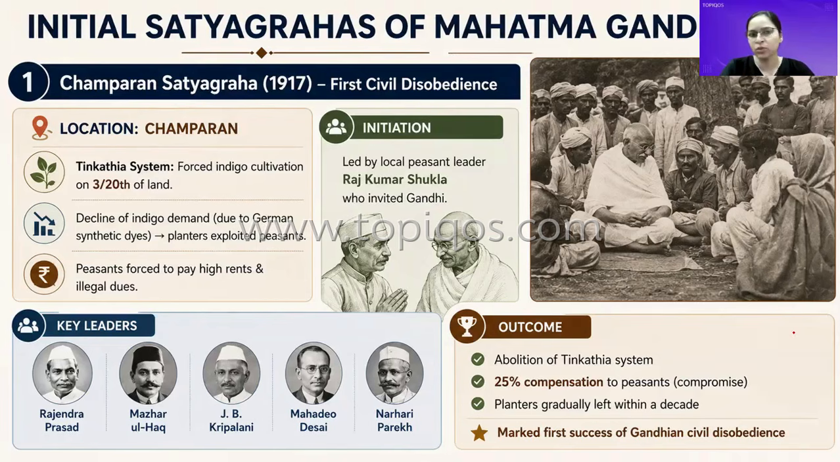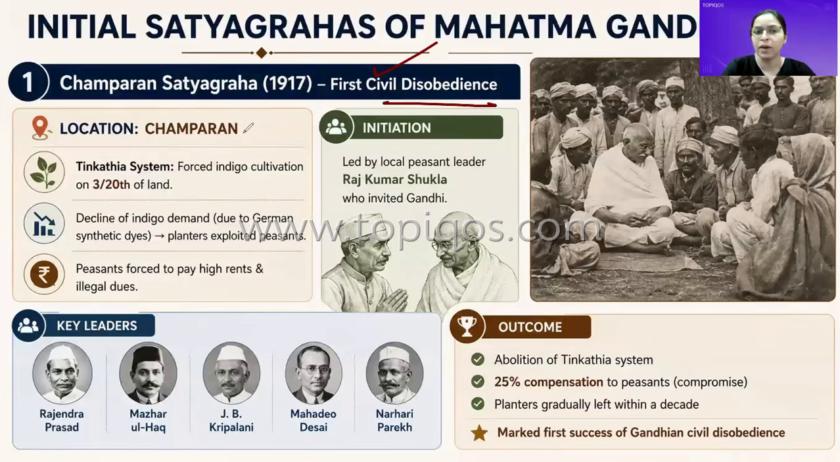At least I'll try to cover one or two today. The remaining I'll take in the upcoming session. So, when I talk about the initial satyagrahas of Mahatma Gandhi, the very first initial satyagraha is the Champaran Satyagraha of the year 1917. C for Champaran, please remember, C for civil disobedience. This Champaran Satyagraha is considered to be the first form of civil disobedience movement in our country. So remember this.